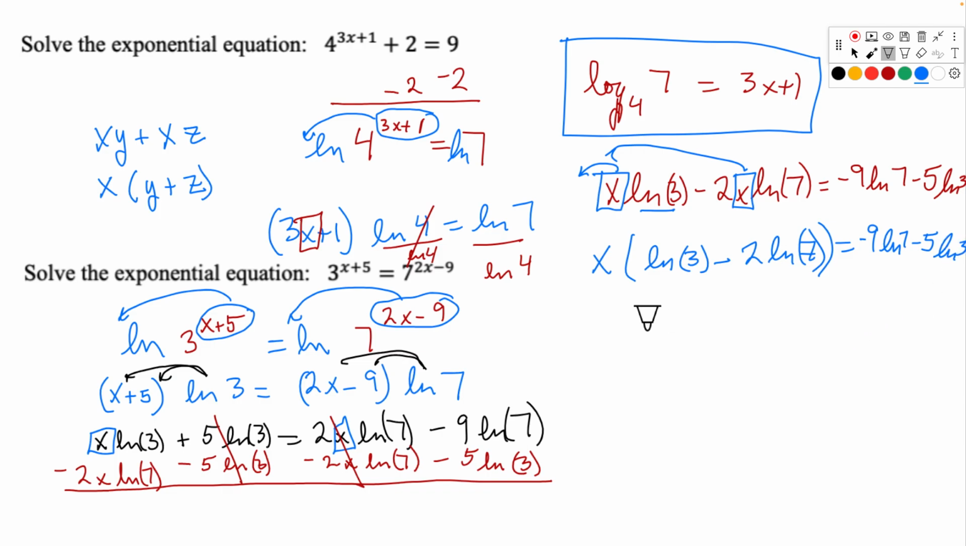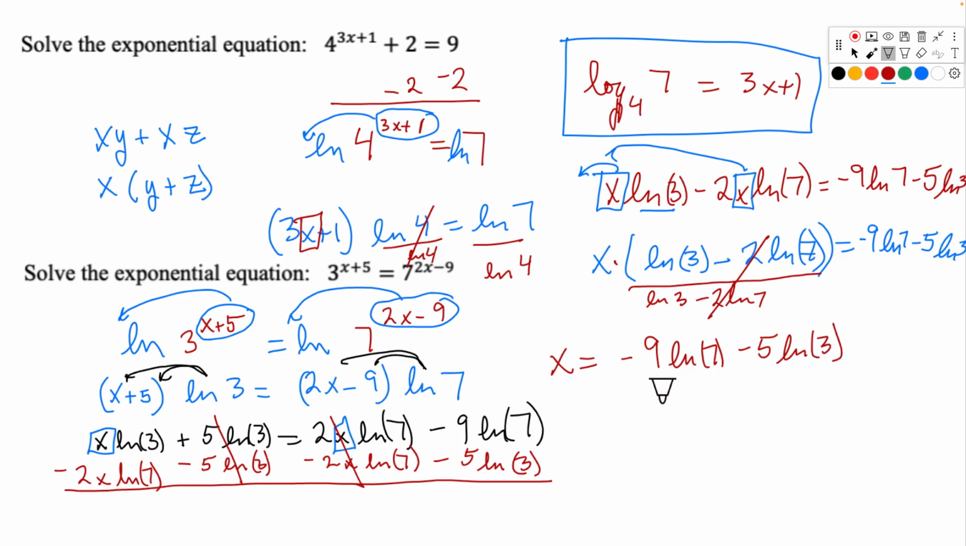I'm going to give myself a little bit more room over there. And then what do we do? We just need to divide by all this stuff being multiplied by the x, right? Divide by this. So we're going to get x times natural log of 3 minus 2 natural log of 7. That's going to cancel. Our final answer is going to be what was on the other side: 9 natural log of 7 minus 5 natural log of 3, divided by the stuff over here, natural log of 3 minus 2 natural log of 7.